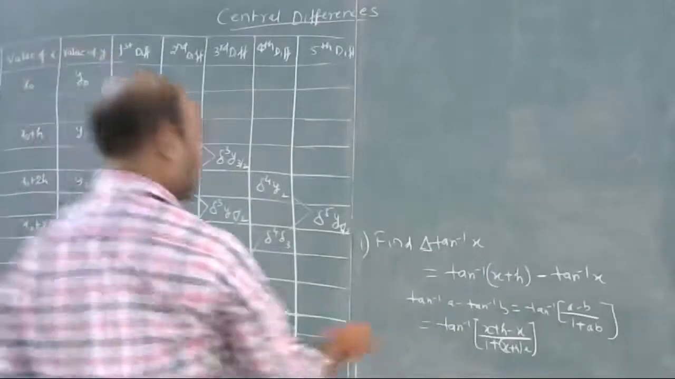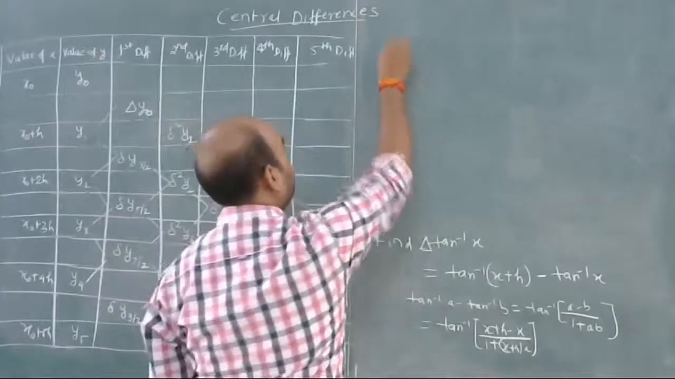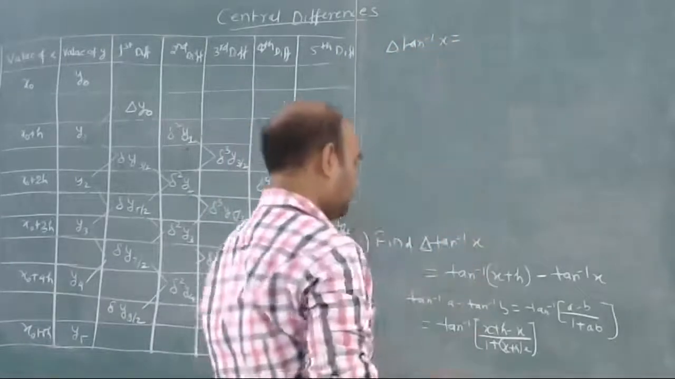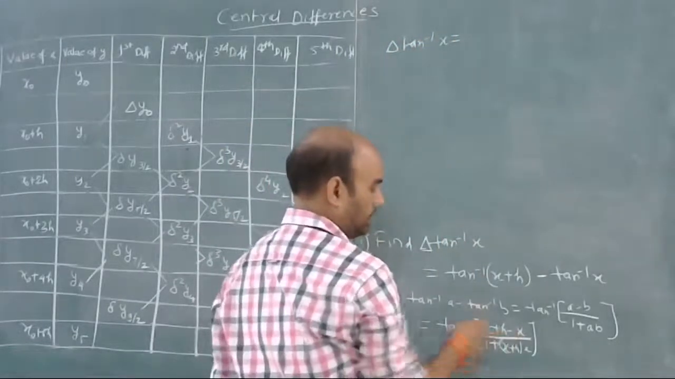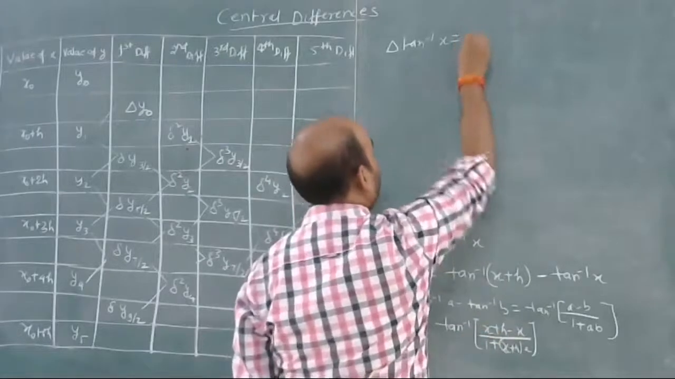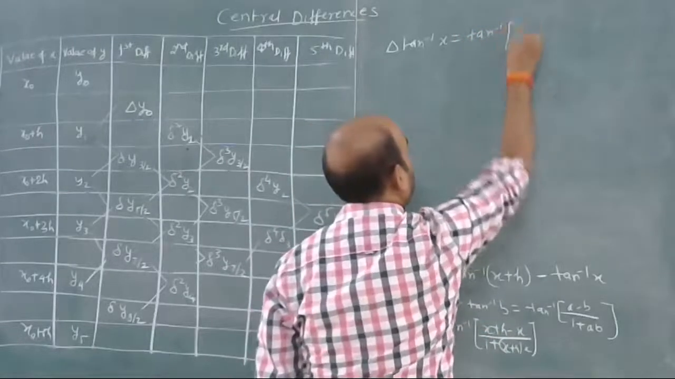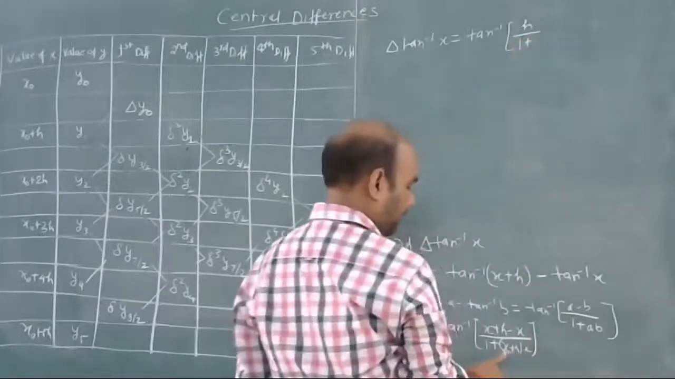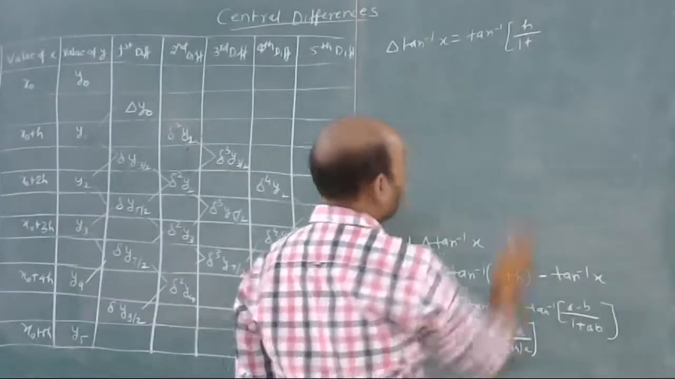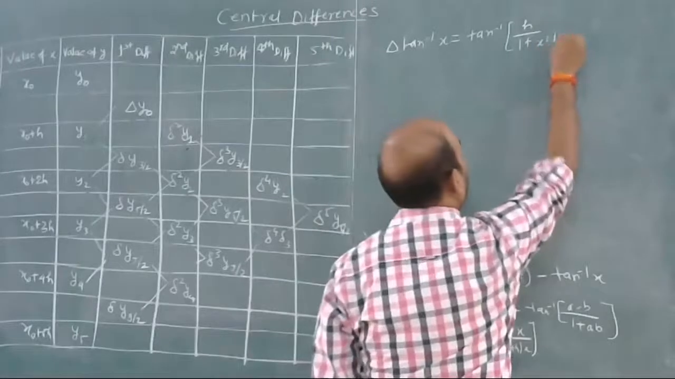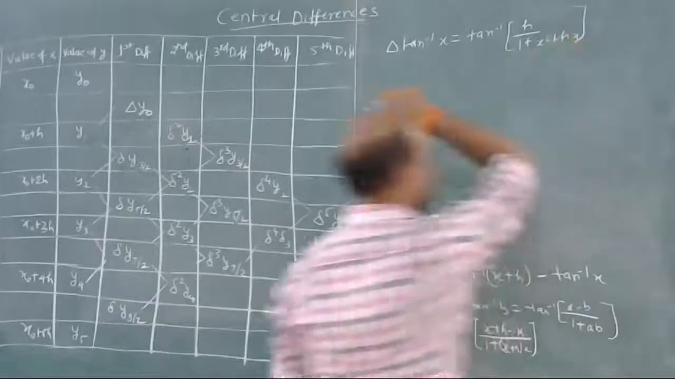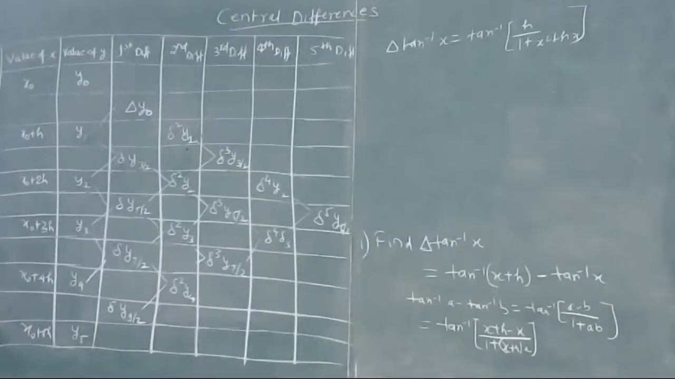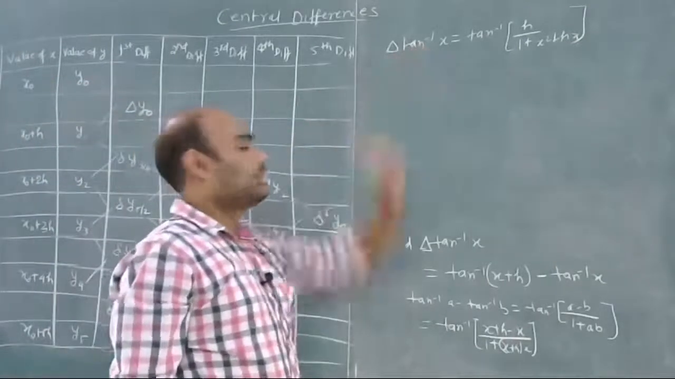So we have del tan inverse x is equal to, x will get cancelled out, it will be equal to tan inverse h divided by 1 plus x square plus h into x. Okay, so you will get this value of del tan inverse x.